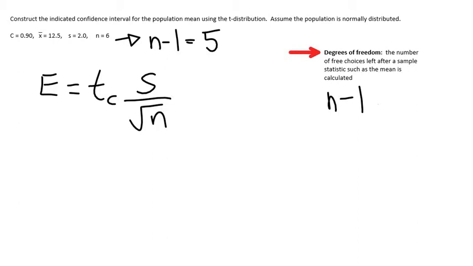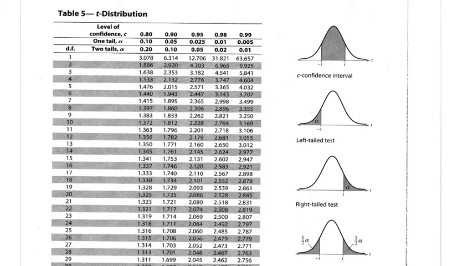Now let's look at the t-distribution real quick, and let's figure out how we can find the t critical value. This is your t-distribution table, and this is specifically table 5. If you look in the back of your textbook, you can find this table. Now notice up here that we have the level of confidence listed at the top. So when we're looking for that t critical value, we'll use those to help us find the t value that we need. And notice here that we have our degrees of freedom.